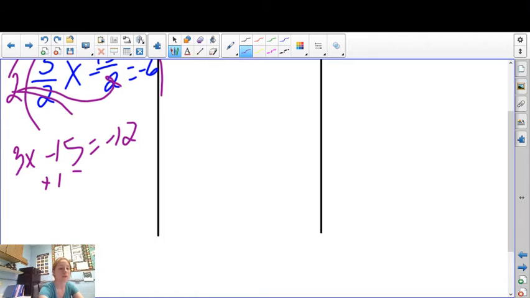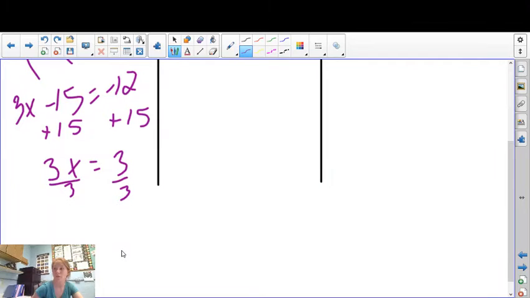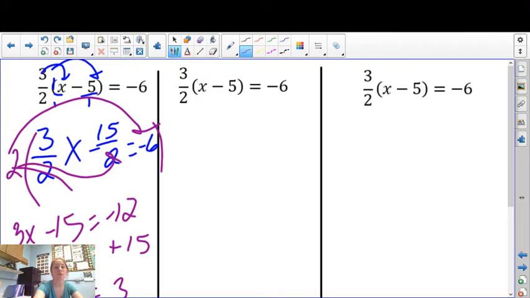So now I can approach it like normal, add 15. You have 3x is equal to 3. Divide both by 3. And then x is equal to 1. So we see our answer should be x is 1. Let's keep that in mind to solve the same problem, again, in a different variation.